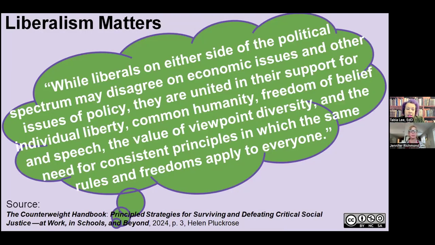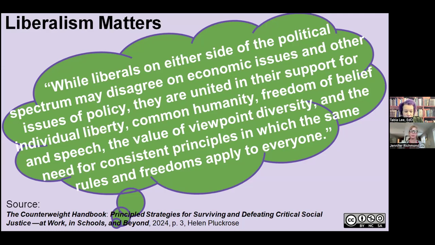So I really want to emphasize that this approach and this elevation of liberal democratic values is being taken because the current critical social justice approach is very illiberal in nature. And I've outlined that in the previous slides. But I really want to emphasize that liberalism matters.